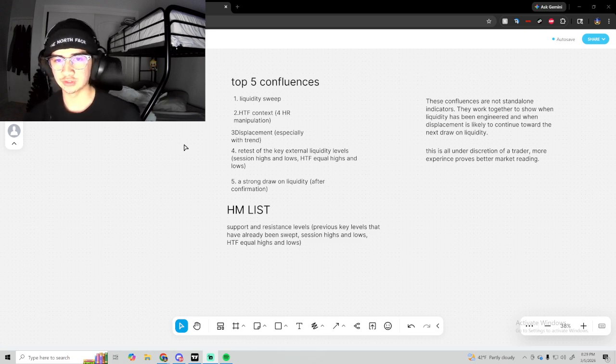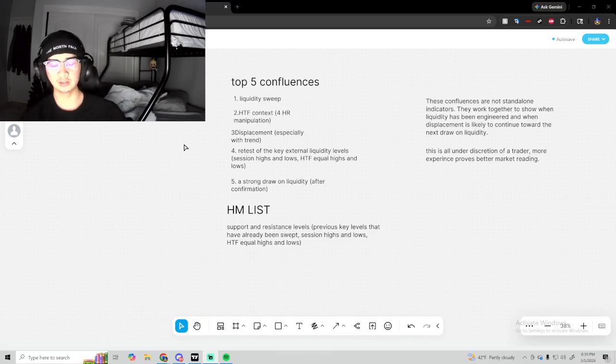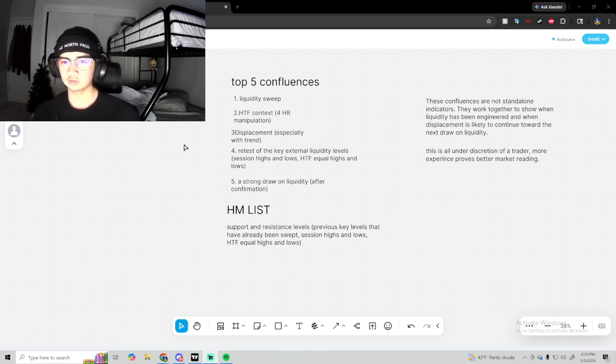Number 4, a retest of the key external liquidity levels, which is just key external liquidity levels are session highs and lows, or high time frame equal highs and lows. And number 5, a strong draw on liquidity after confirmation. So this means that, okay, we have confirmation on where the market wants to move today, and now we kind of know where it wants to go. Like we know where it's going to manipulate next, where it's going to try to absorb orders next. That is the next place it wants to go to.